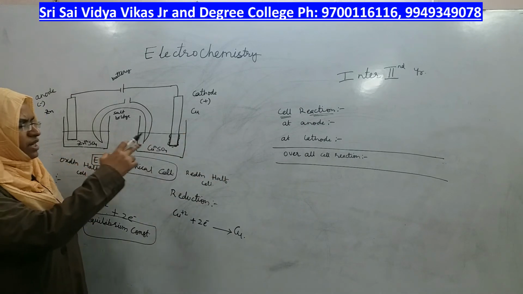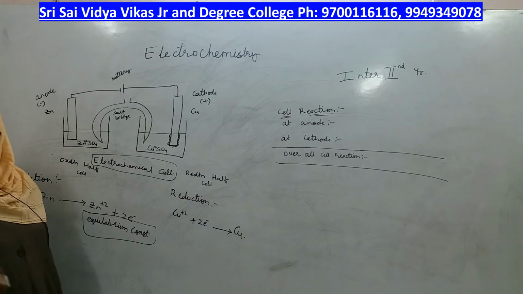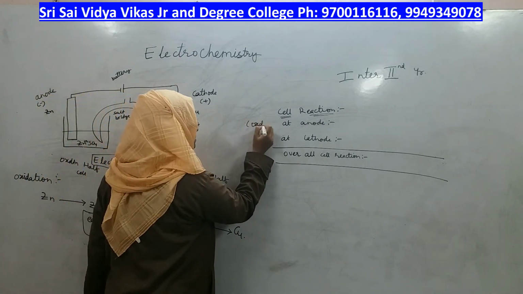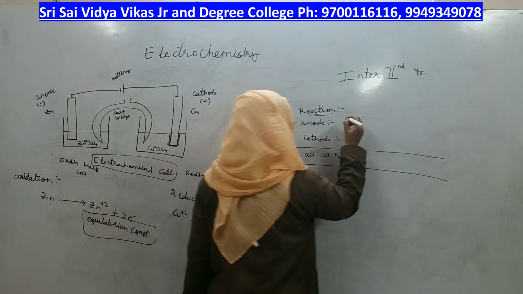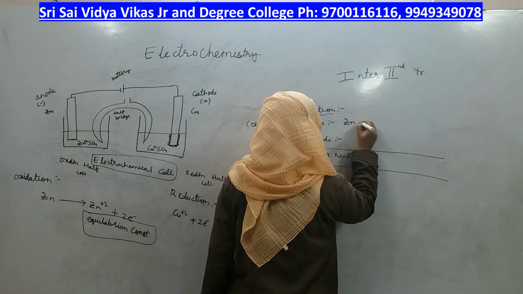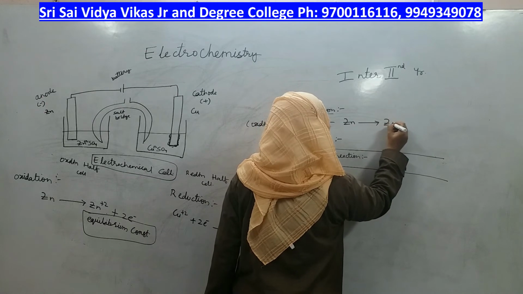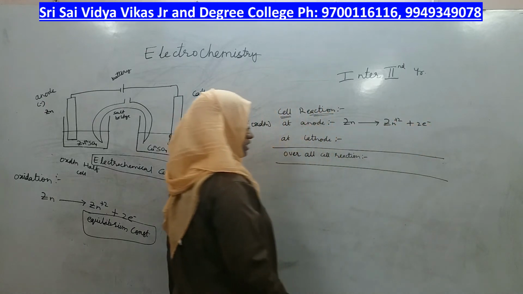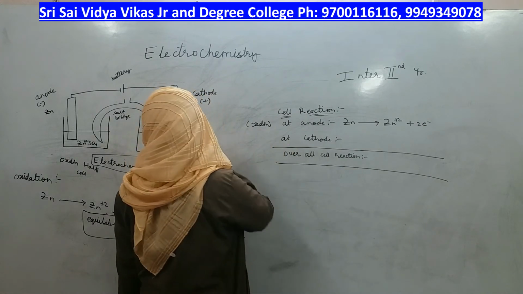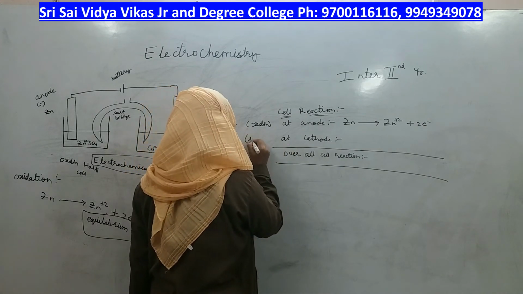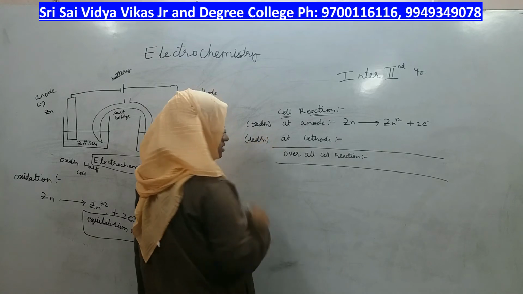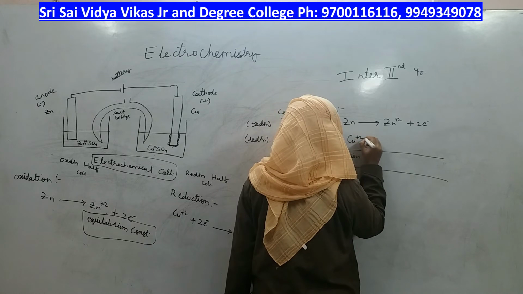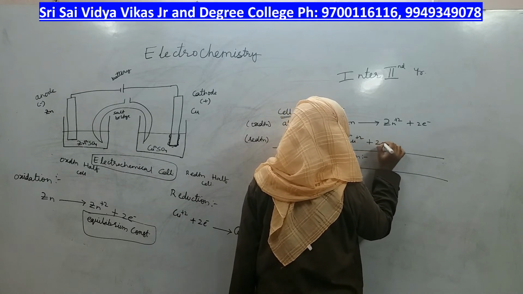So, now you tell me, at anode what will be the cell reaction. At anode, you already know that oxidation takes place. So, the reaction is for zinc undergoing oxidation to become zinc plus 2 ion by losing 2 electrons, right? At cathode, what will be the reaction? You already know that at cathode reduction takes place, and reduction will be for copper plus 2 ion by gaining 2 electrons.